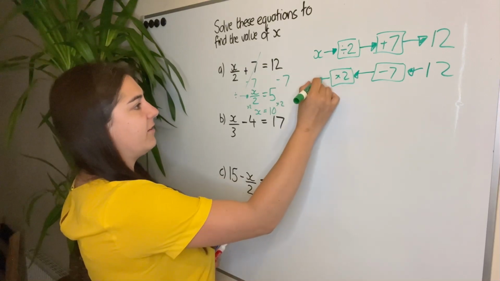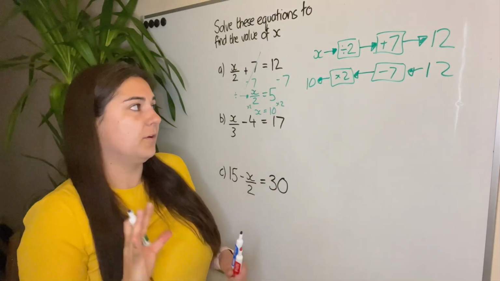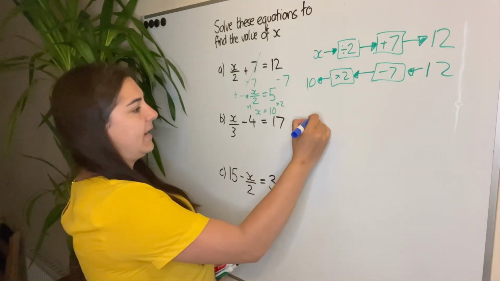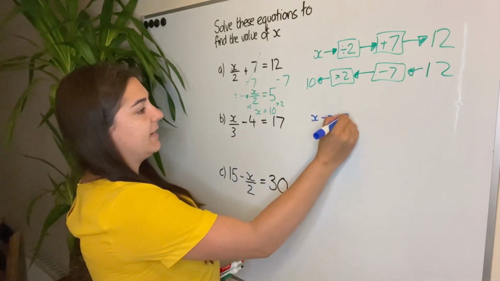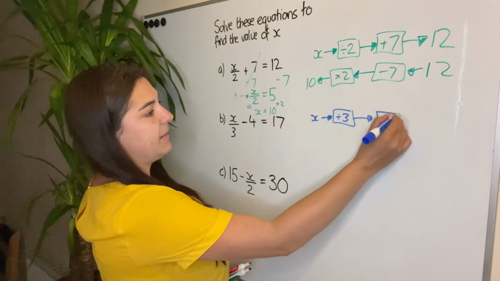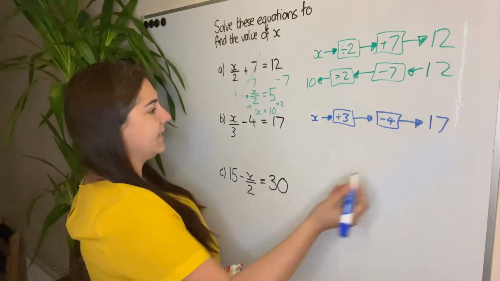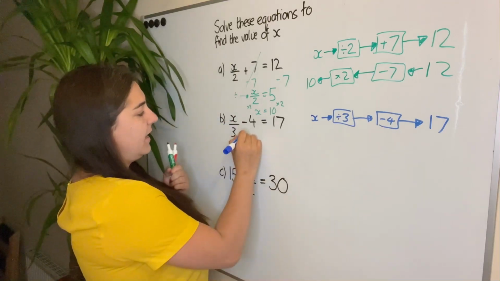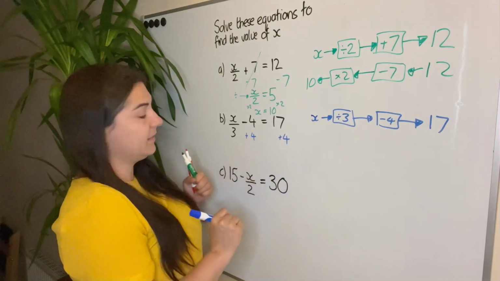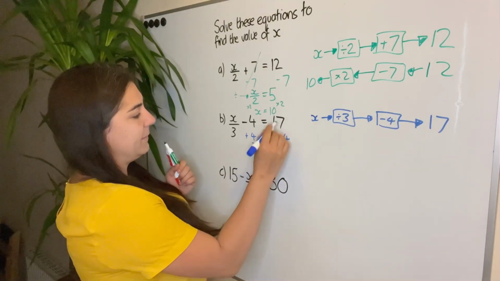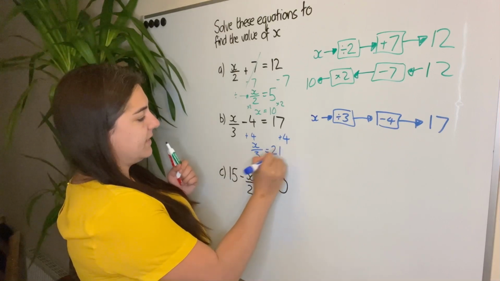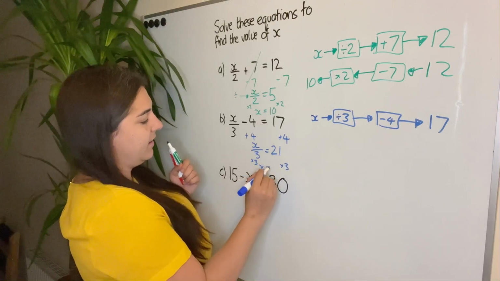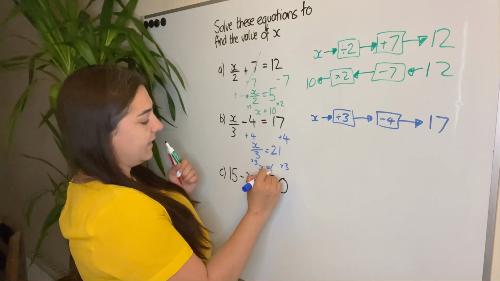Okay, so if you prefer the flow diagram, that's fine, as long as you are really clear on which order the operations are going in. Same thing over here. So what's happening to my x? Think about the order of operations. It's being divided by 3, and then 4 is being subtracted from it, and 17 is the result. So in order to get x on its own, I'm going to have to, first of all, add 4 to both sides. I always do the inverse of BIDMAS. So x over 3 equals 17 plus 4, which is 21. Then what do I do? I multiply both sides by 3. So x is 21 times 3, which is 63.